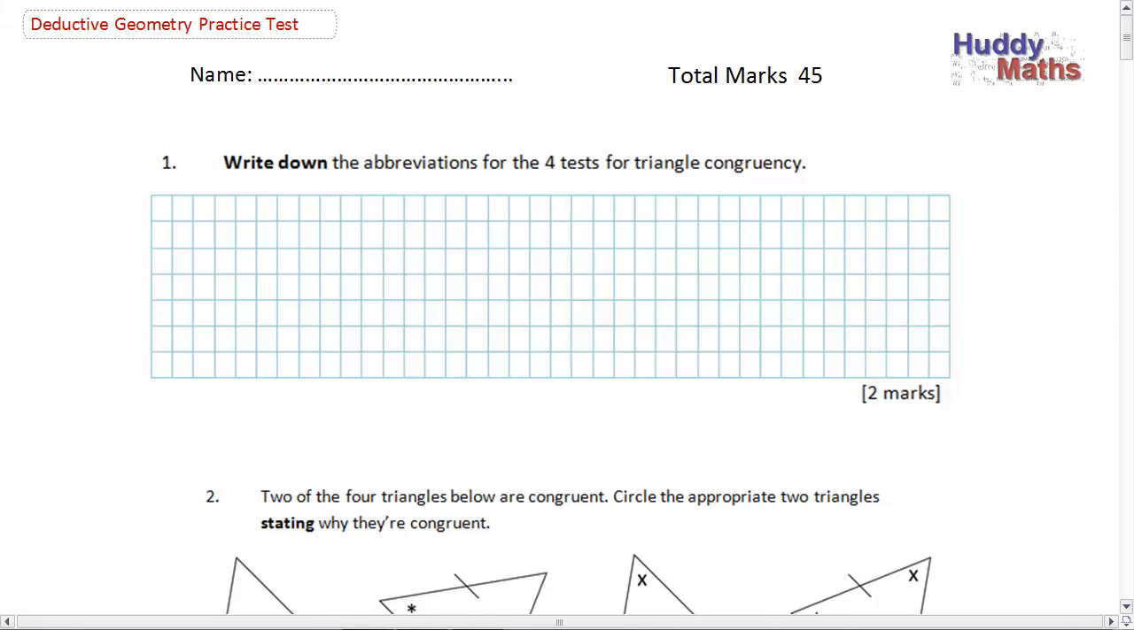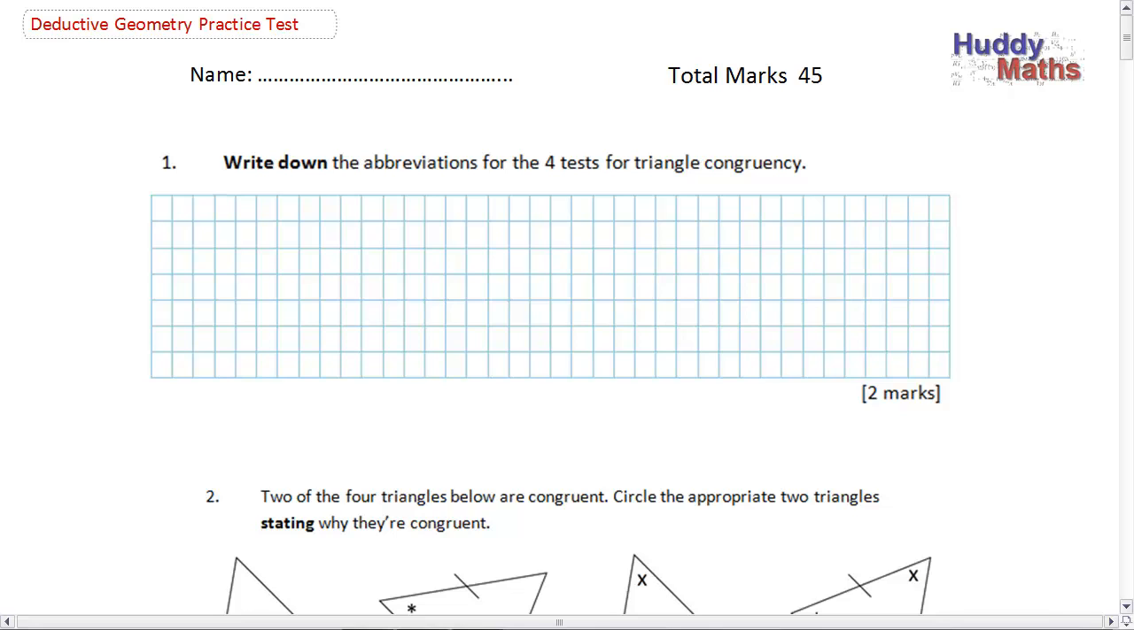Hey, welcome to your deductive geometry practice test. This is about similar triangles, congruency, and how we can use those to develop theorems on circles and angles in the same segment and all that stuff. So I hope you've revised all of that and are ready to go.